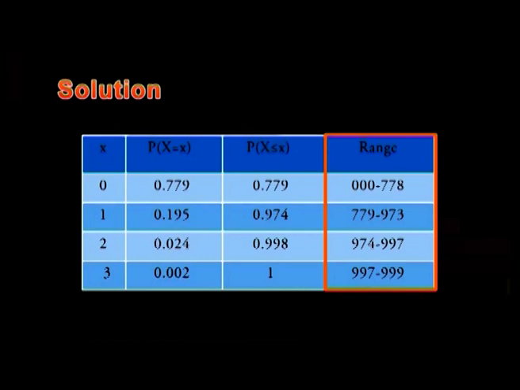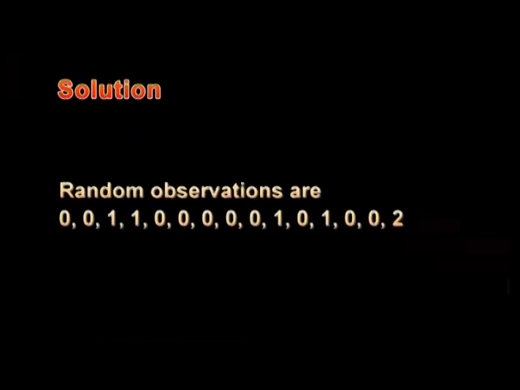Once we have the range column ready, we can generate the random observations from Poisson distribution as 0, 0, 1, 1, 0, 0, 0, 0, 0, 1, 0, 1, 0, 0 and 2.